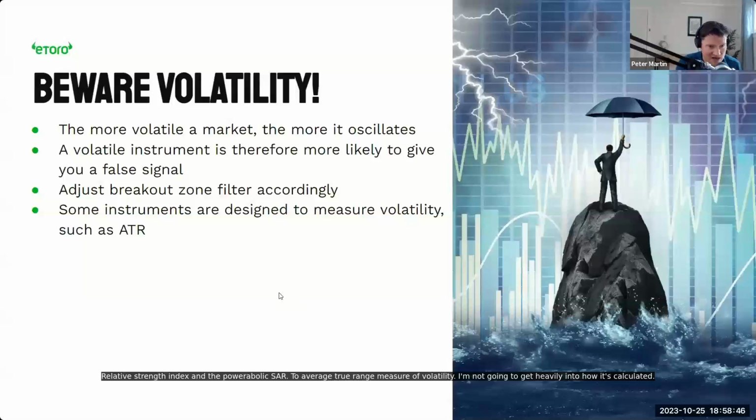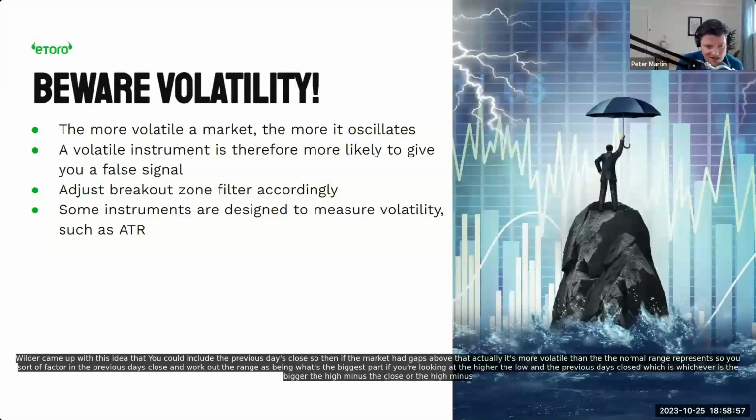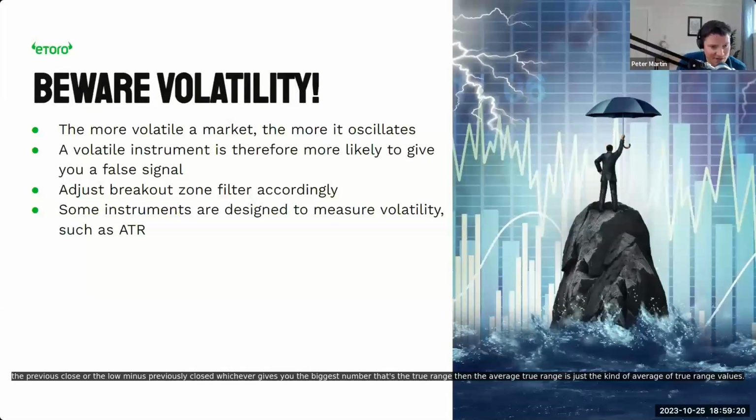I'm not going to get heavily into how it's calculated, but he came up with this idea of the true range. Obviously, the simple range of a day is just the high minus the low. Wilder came up with this idea that you could include the previous day's close. So if the market had gapped above that, actually it's more volatile than the normal range represents. So you factor in the previous day's close and work out the range as being whichever is the biggest of the high minus the low, the high minus the previous close, or the low minus the previous close. Whichever gives you the biggest number, that's the true range. Then the average true range is just the average of true range values.